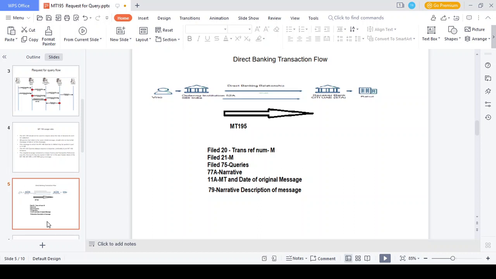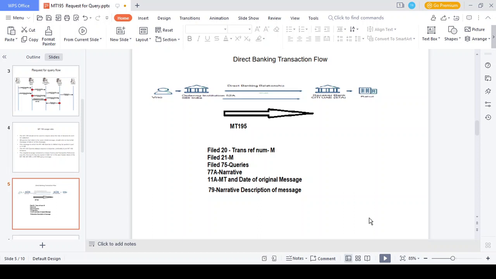What are the mandatory fields for the MT195? Field 20, the transaction reference number. Whenever a transaction is initiated, one reference number is generated at that time; that reference number we call the transaction reference number. Field 21, the related reference number. This related reference number is used for tracking between one financial institution and another. Field 75, the query. Whatever the query is, what the enquiry includes, whether the beneficiary account is a current account or not, whether the beneficiary name is correct or not, all the enquiries can be done through the queries.